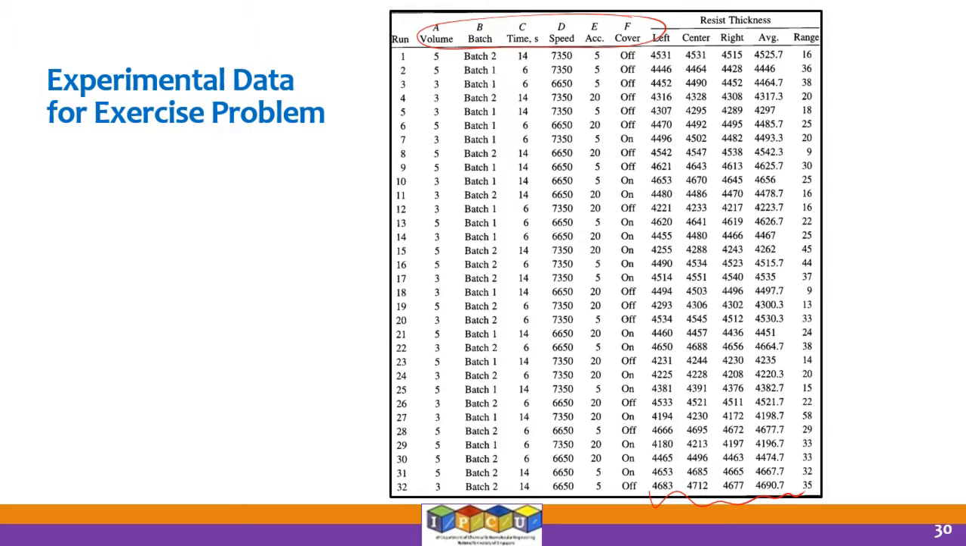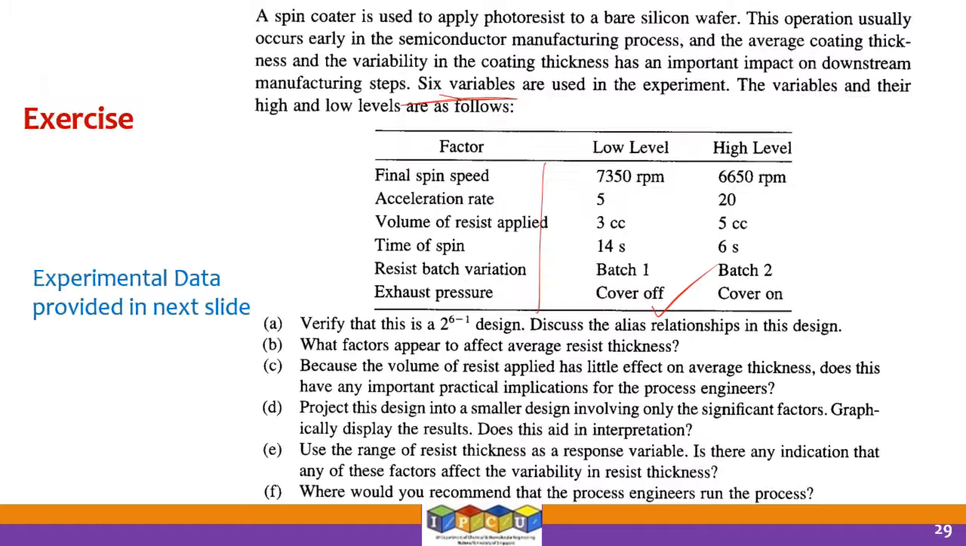So we have the resist thickness measured at 3 locations on any chip, for example, and then the average value is also provided for us, and the range is also provided for us. So range is nothing, as you know, the highest value minus the lowest value. So that's also indicated for us here. And then we need to answer these questions. So verify this is a 2 to the power of 6 minus 1 design and discuss the alias relationships in this design. Then you need to find out the important factors that affect the average resist thickness. So they are asking questions using average resist thickness as the response variable, and a bunch of questions following that.